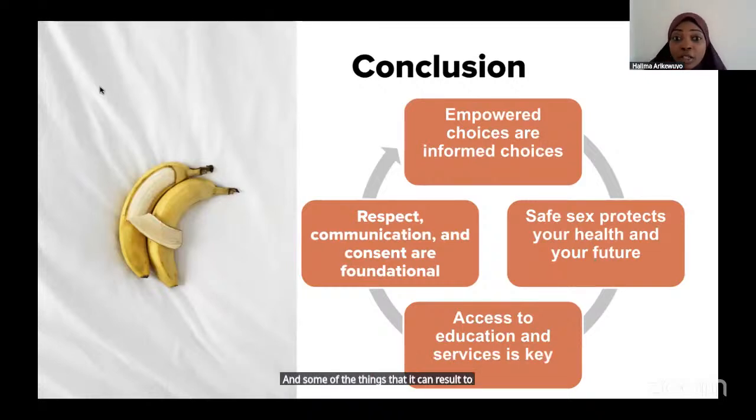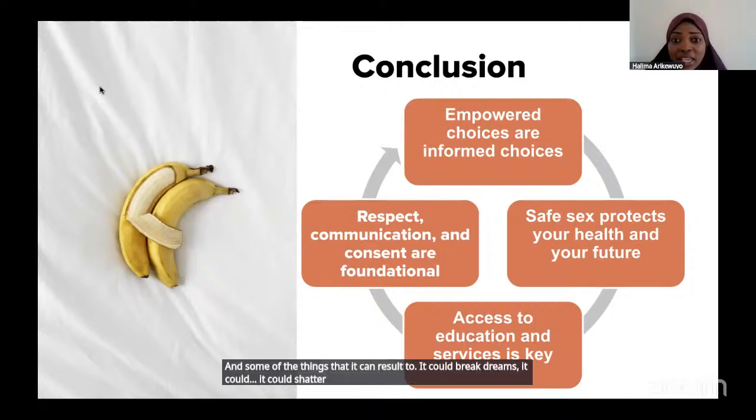It could break dreams. It could shatter one's dreams. It could suddenly end one's very bright future. So as much as possible, I would really encourage us to engage in safe sex, please.